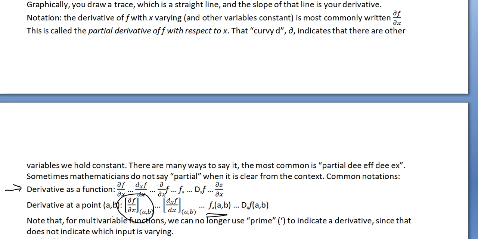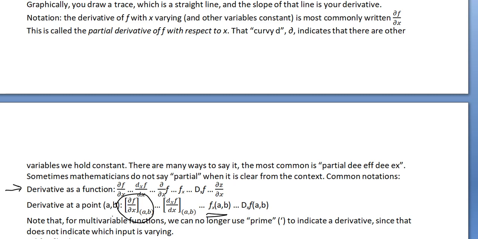And then finally, the reason why we do not use prime notation. We can't use prime notation to indicate a derivative, since just marking prime does not indicate which input is varying. Before, with y equals f of x, there's only one input variable. So with prime, it's completely clear, there's no ambiguity about which is the input variable varying. Now we have to specify. So no more prime notation.